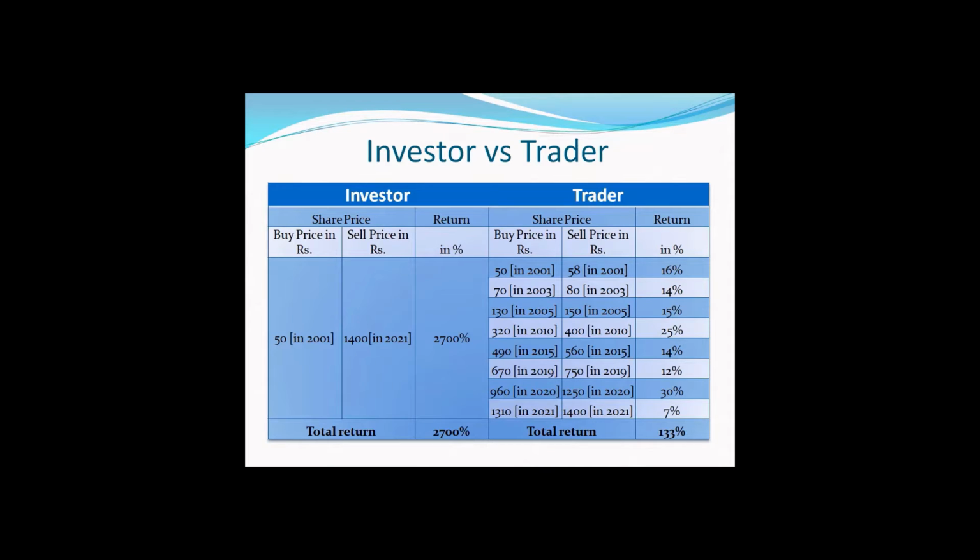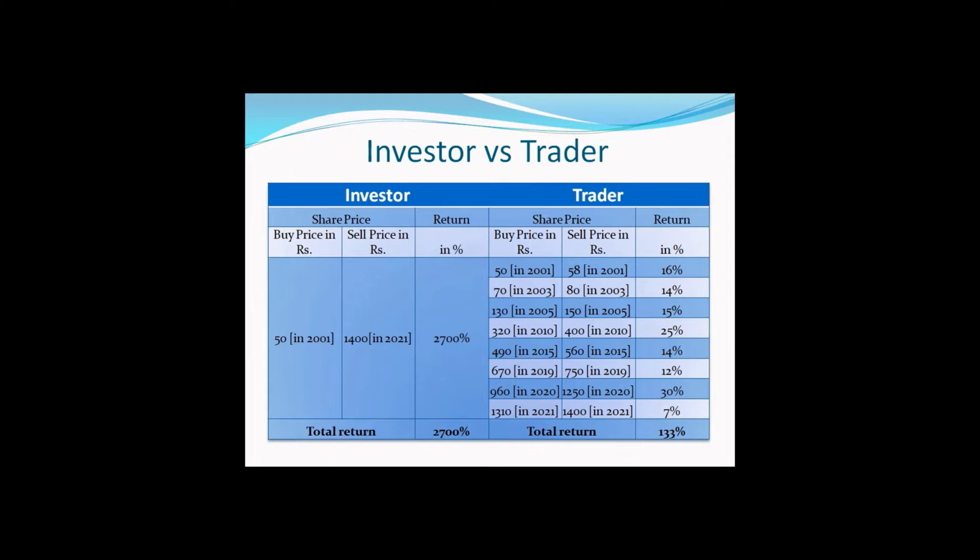The table shows comparison between investor and trader. Investor bought shares in 2001 for Rs 50 each and sold in 2021 for Rs 1400 each. He made a return of 2700%. The trader in turn bought the shares in 2001 for Rs 50 each and sold them in 2001 itself for Rs 58. He made a return of 16%.